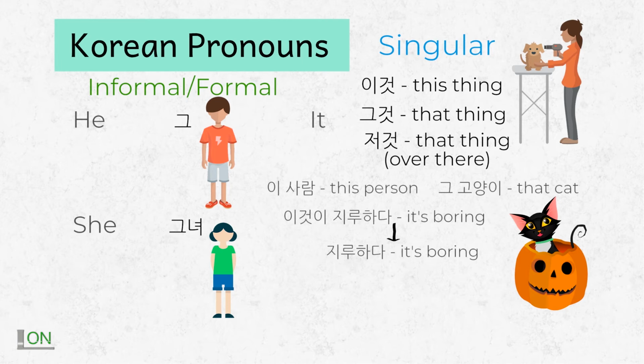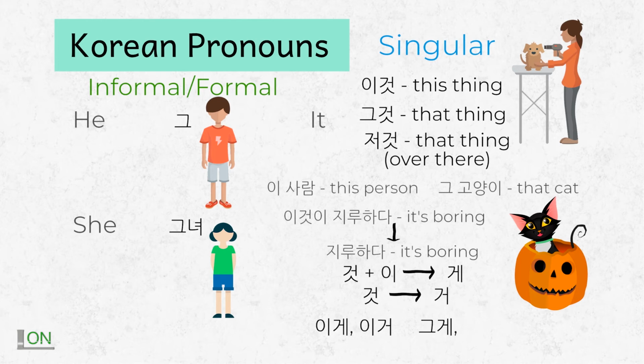Now let's learn some tricks. 것 plus 이. 이 is a subject marker. It's going to be shortened to 게. Of course, you can say both ways: 이것이, 그것이, or 그게. And that will mean the same thing. Yes, Koreans love to shorten everything, like we do in English. And the word 것, which means thing itself, can be shortened to 거. For example, 이게, 이거, 그게, 그거, 저게, 저거.